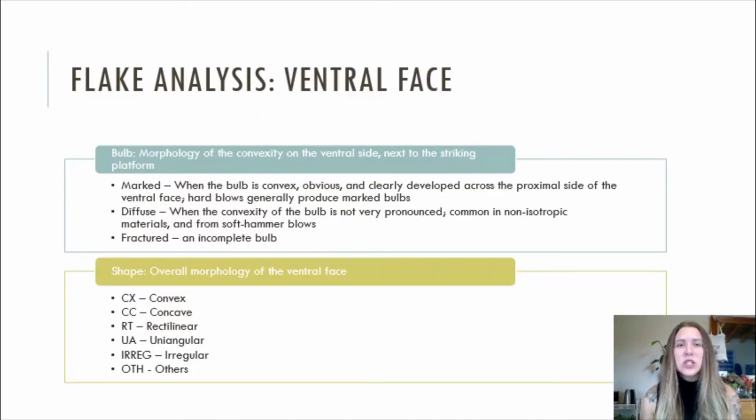Aside from the striking platform, analysis of both the ventral and dorsal faces should also be performed. So when looking at the ventral face, the two main characteristics you'll be looking for are the bulb and the overall shape of the ventral side. Also, for good lab etiquette, lithic flakes should be labeled on the ventral face above the bulb toward the distal end, so as to avoid preventing detailed analysis of the dorsal face, since more information is often gained from the dorsal side.